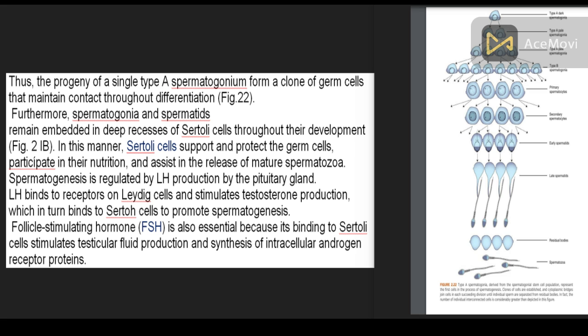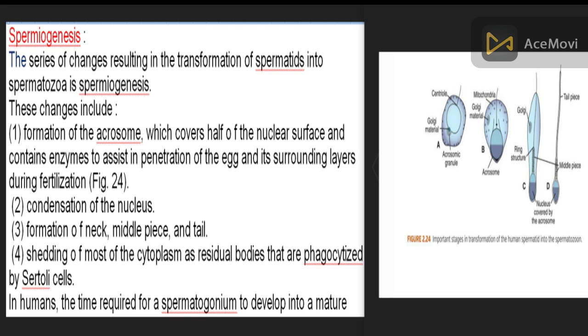In this manner, Sertoli cells support and protect the germ cells, participate in their nutrition, and assist in the release of mature spermatozoa. Spermatogenesis is regulated by LH production by the pituitary gland. LH binds to receptors on Leydig cells and stimulates testosterone production, which in turn binds to Sertoli cells to promote spermatogenesis. Follicle-stimulating hormone, FSH, is also essential because its binding to Sertoli cells stimulates testicular fluid production and synthesis of intracellular androgen receptor proteins.